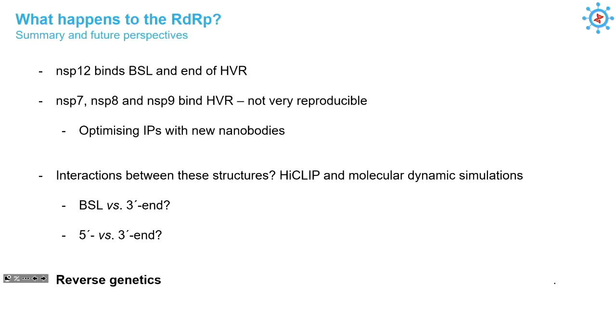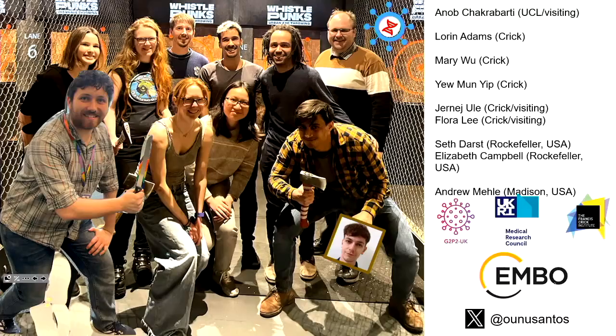And the next thing will be to do reverse genetics and mutate the NSP12 binding sites and see what happens to the virus. Finally, we've been doing a collaboration to try to understand if this 3' end structure, including the bulge stem loop, is sufficient to initiate transcription in vitro.